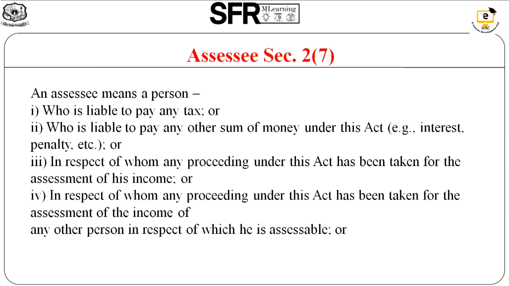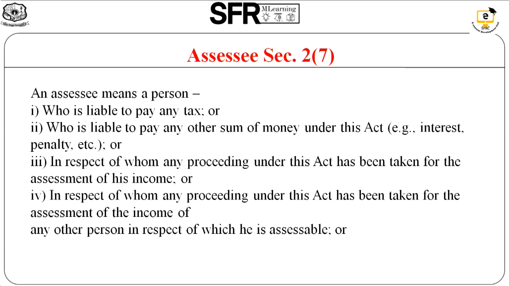Next we are moving on to the definition of assessee. This is the most important term in our taxation. It is given under Section 2, subsection 7. Here they are saying an assessee means a person who is liable to pay any tax. So the person who is going to pay tax is called an assessee, or otherwise we can also say who is liable to pay any other sum of money under this Act, for example, interest, penalty, etc.